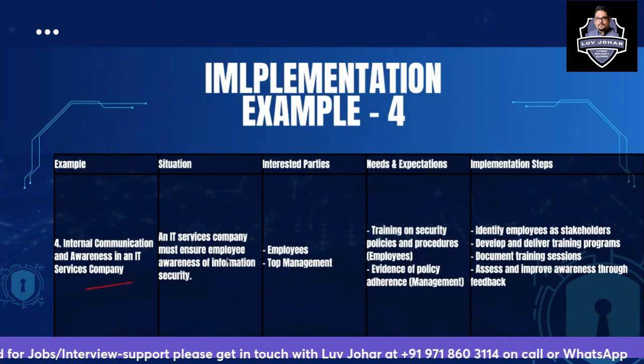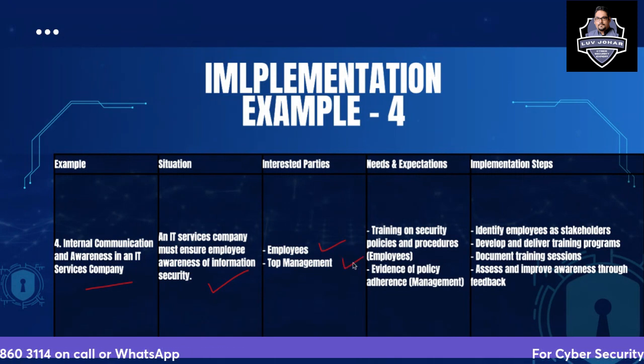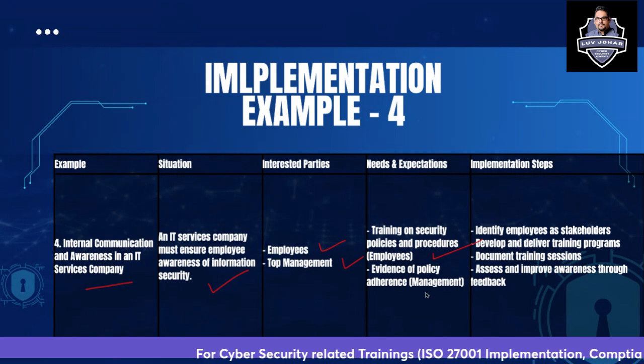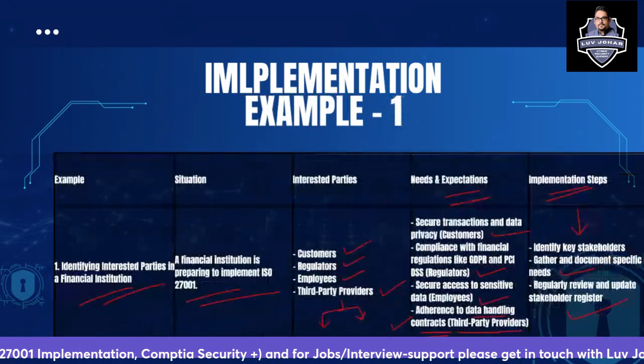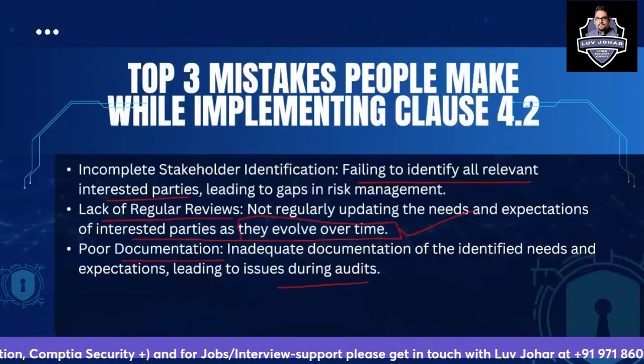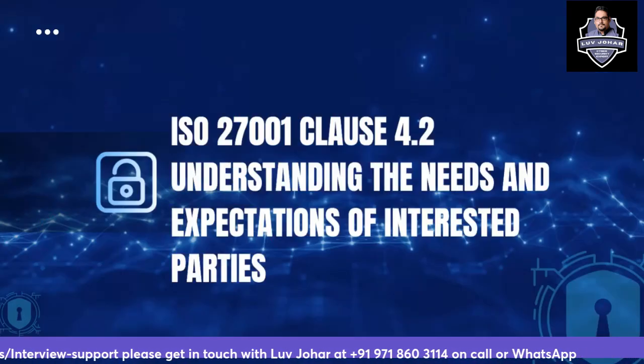Again, the IT service company basically wants to implement information security awareness, and the interested parties in this case are employees and top management. So again, training on security policies and procedures is the need and expectation of the employees, and evidence of policy adherence is the need of the management of the organization. So I think by these case studies, by these examples, you now have some clear idea about how to implement clause 4.2 in any organization.